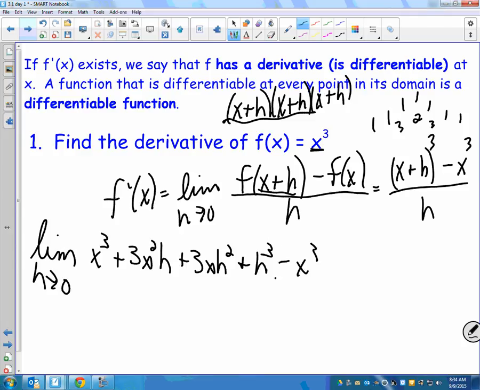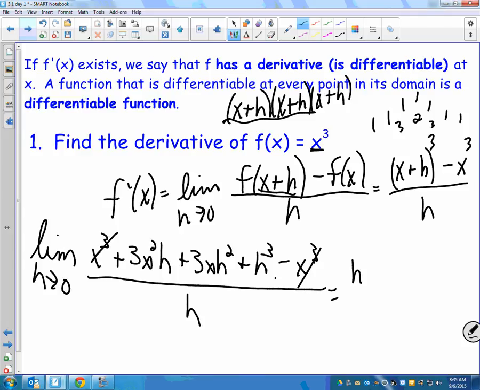Minus x cubed. Oh, how nice. No, the derivative did that.